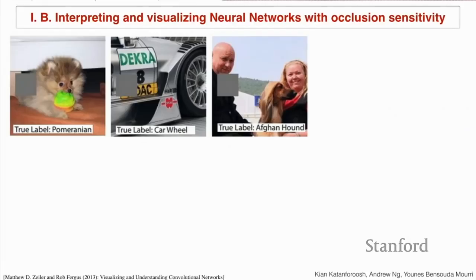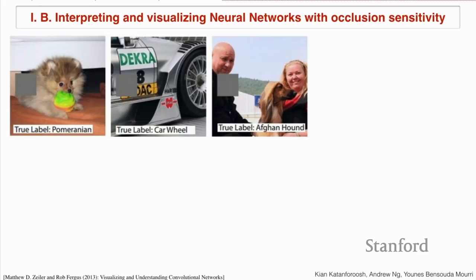Here we have 3 classes, and these images have been generated by Matthew Zeiler and Rob Fergus. This paper, Visualizing and Understanding Convolutional Networks, is one of the seminal papers that has led the research in visualizing and interpreting neural networks. So I'd advise you to take a look at it, and we will refer to it a lot of times in this lecture. Now we have 3 examples. One is a Pomeranian, which is this type of cute dog, a car wheel, which is the true class of the second image, and an Afghan hound, which is this type of dog here on the last image.